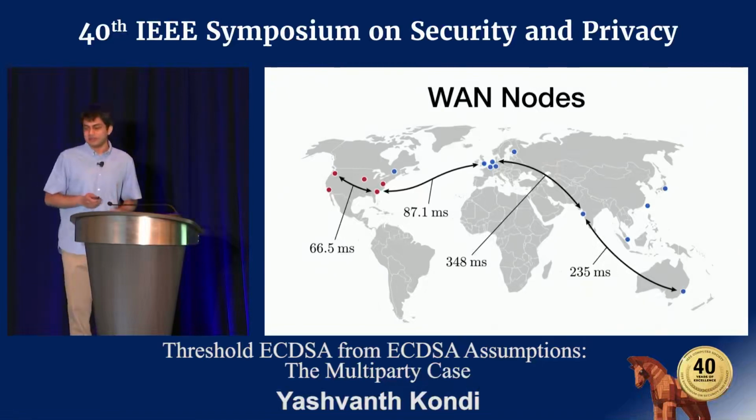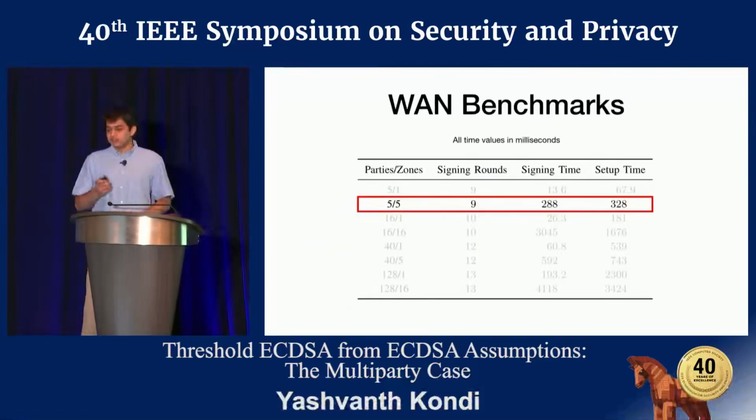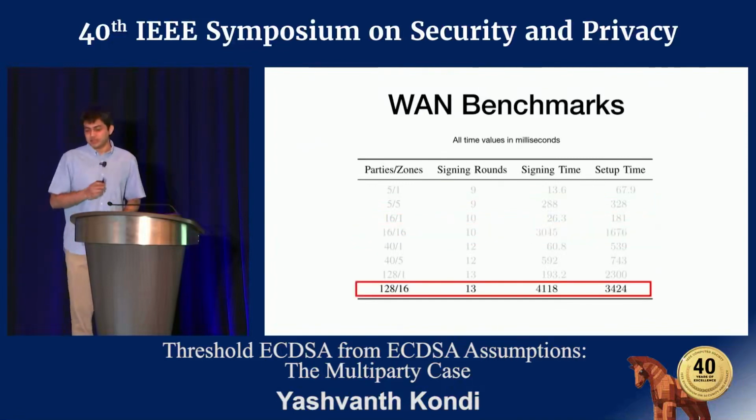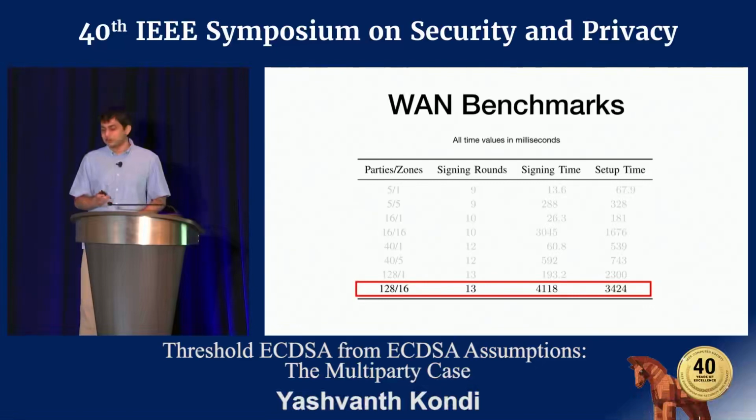between Europe and India at about 350 milliseconds round trip time. And 5 parties across the US were able to sign in under 300 milliseconds, 16 parties with one in each zone of the world at just over 3 seconds, and 128 parties across the world in just over 4 seconds.